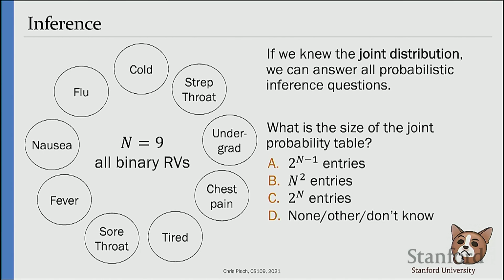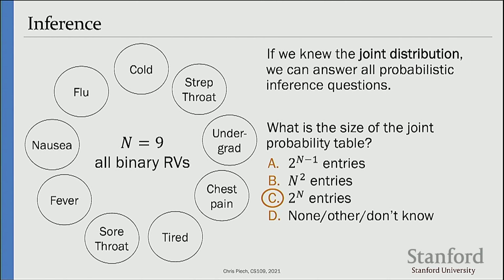Okay. I want to talk about the answer. So that might not have been enough time. But hopefully, after a little bit of thought, you got 2 to the power of n. It's exponentially large in the number of random variables. If you have 1 random variable, you just need to store 2 probabilities. Well, actually, you can get away with 1 probability, which is just the probability of that random variable being 1.